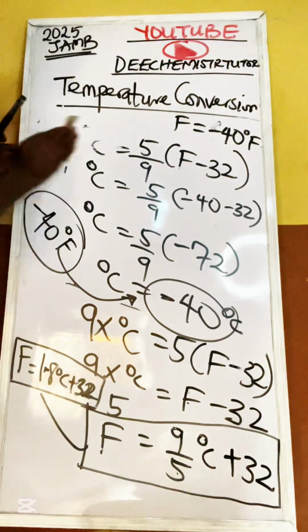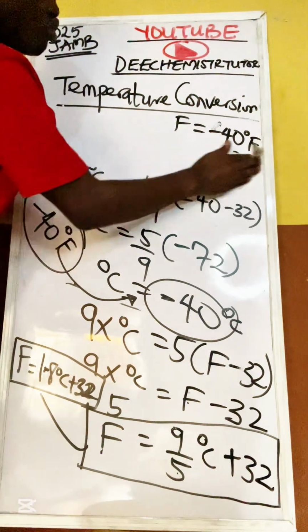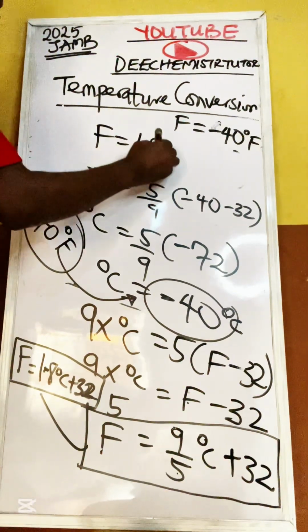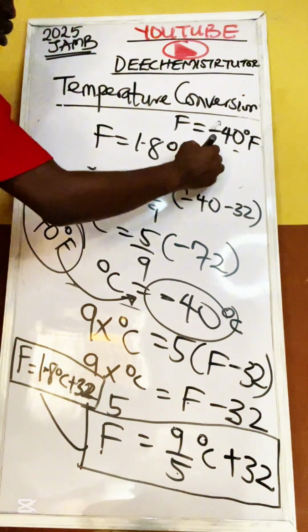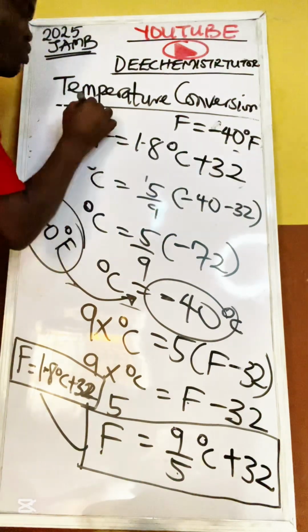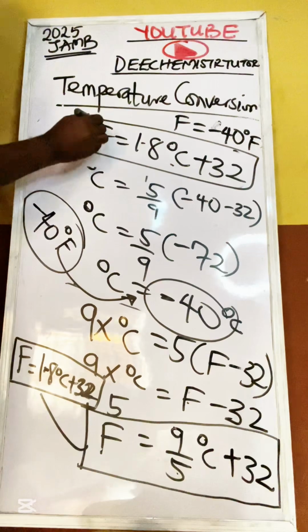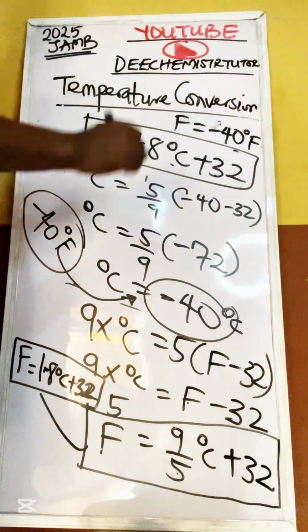Just note this. If you don't want to stress yourself, I just taught you all of these things for understanding sake. Just say F equals 1.8 times any value in degrees Celsius plus 32. So from here, you can always convert. If they give you Celsius, you can take it to Fahrenheit. If they give you Fahrenheit, you can take it to this.